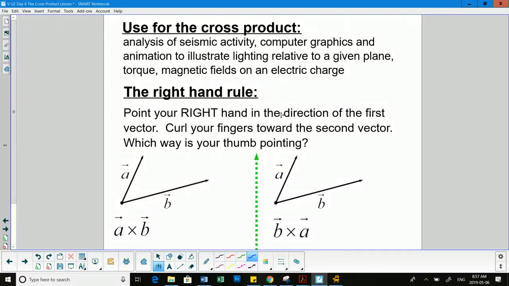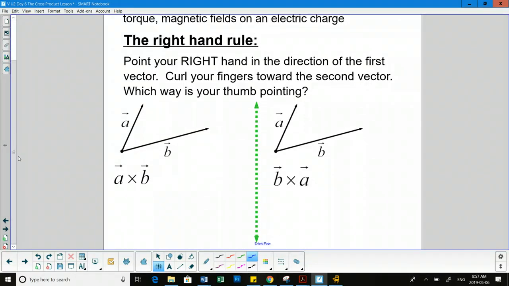So here we're aligning our hand with A. You'll notice you have to curl your fingers toward the other vector, and your thumb is pointing inward. So this one is going into the board, or if you're doing it on paper, into the paper. Now if we try the right-hand rule with B cross A, I'm aligning my right hand with vector B so that I can curl my fingers toward vector A, and where is my thumb pointing? It's out. So B cross A is actually out of the board.